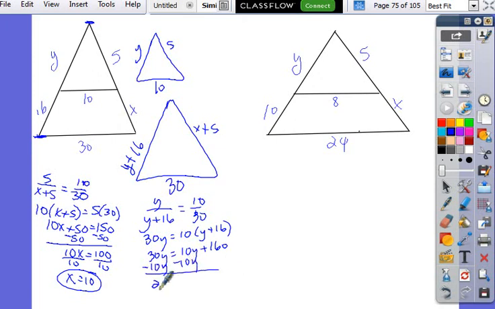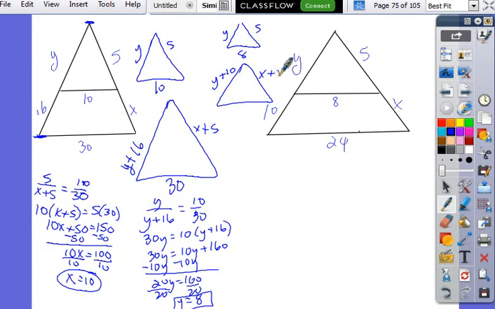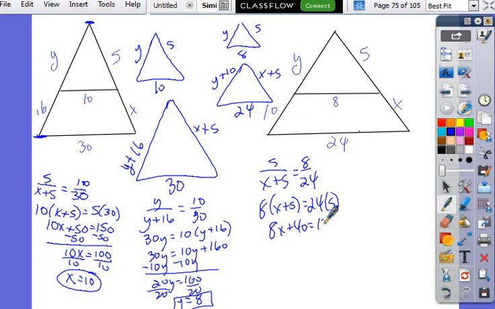All right, I'm going to get my two triangles. The small one would be y, 5, and 8. The big one would be y plus 10, x plus 5, and 24. Okay, I messed up again. So for my x, 5 over x plus 5, 8 over 24. Cross multiply, 8 times x plus 5 equals 24 times 5. 8x plus 40 equals 120, minus the 40. 8x equals 80. Divide and get 10 for x.